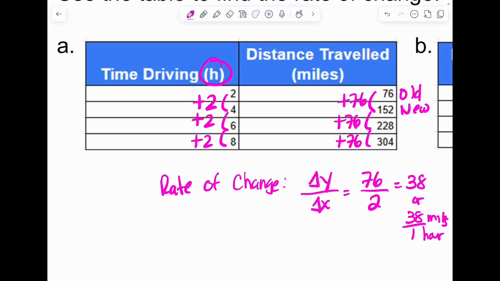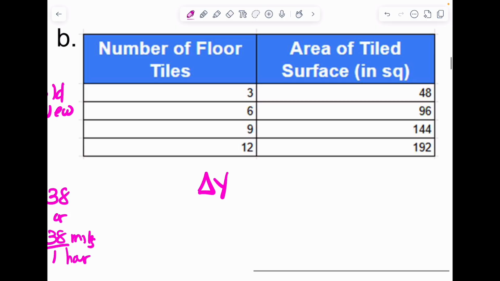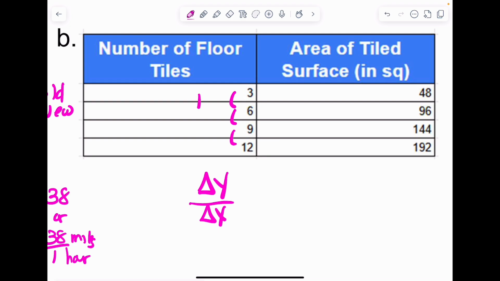So that's why sometimes you will see it written over 1, even though we know it's 38 and it's not necessary. Okay, let's do it again. So we're looking for our change in y over our change in x. It doesn't make a difference what column you do first, but notice here on my x's, we're adding 3 to the previous number. So my changes in x are 3.